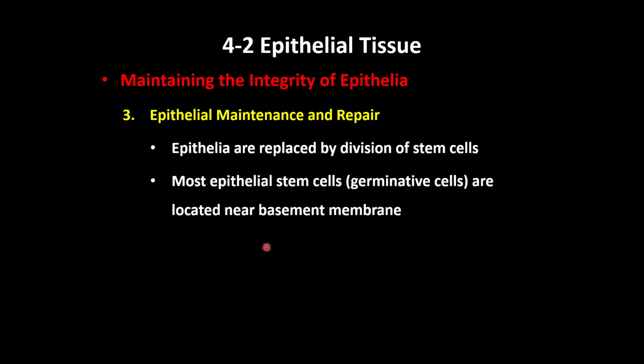Okay, so the third mechanism for keeping the epithelia together is regeneration. That regeneration happens from stem cells, and these stem cells are also called germinative cells. They are located in the basal layer, the deepest layer, the cells that are on top of the basement membrane, and they are making new cells. And when the new cells become more superficial, they are destroyed, and then new cells are formed. So this happens throughout life.